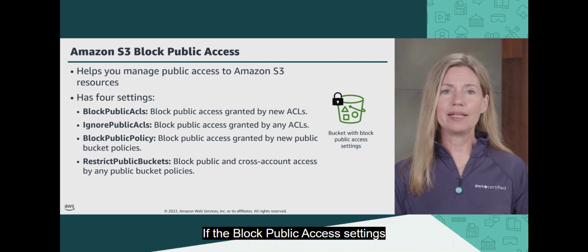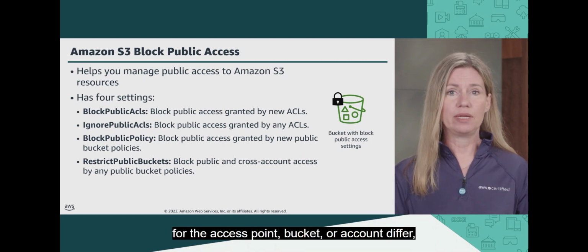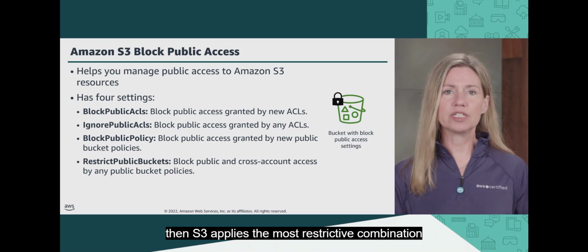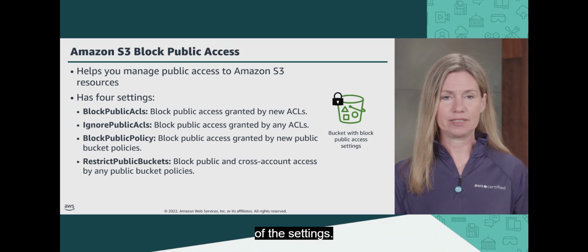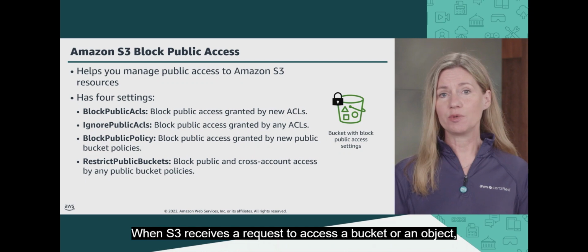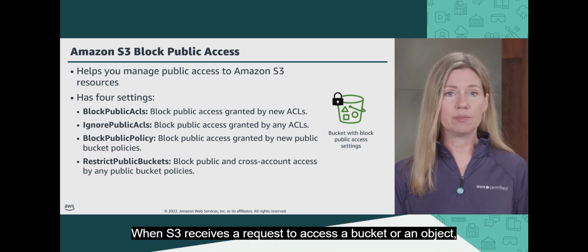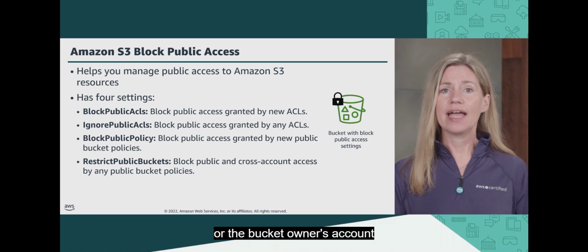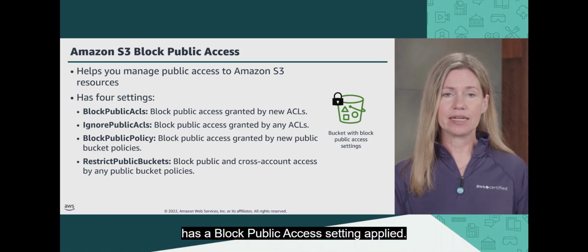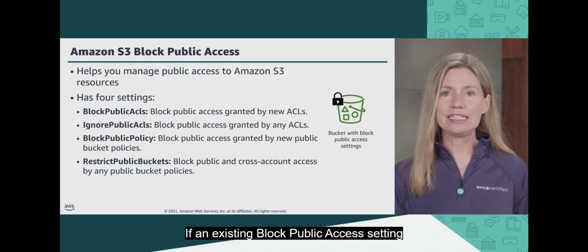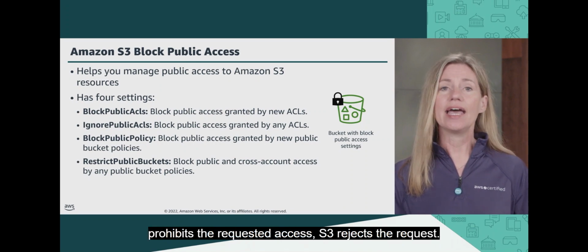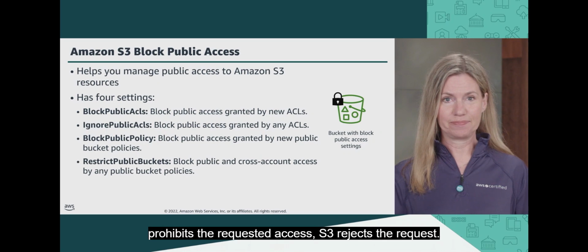If the block public access settings for the access point, bucket, or account differ, then S3 applies the most restrictive combination of the settings. When S3 receives a request to access a bucket or an object, the service determines whether the bucket or the bucket owner's account has a block public access setting applied. If an existing block public access setting prohibits the requested access, S3 rejects the request.